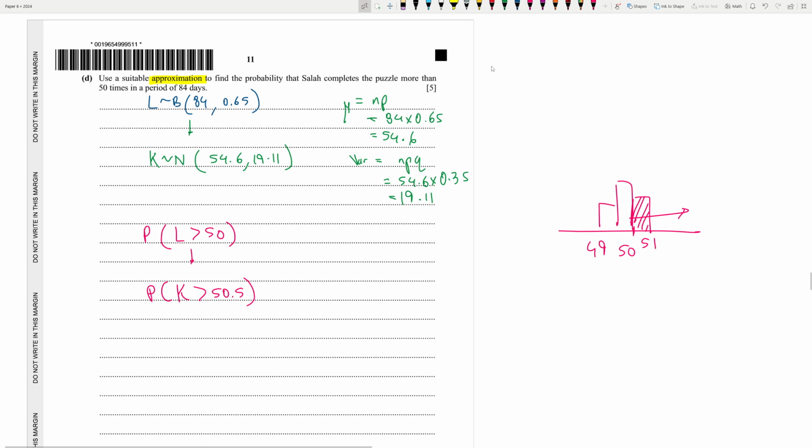Okay, now we standardize. How? 1 minus P(K is less than 50.5). 1 minus P(Z is less than (50.5 minus 54.6) divided by the standard deviation, which is root 19.11. Always 3 dp, yeah. 0.938.